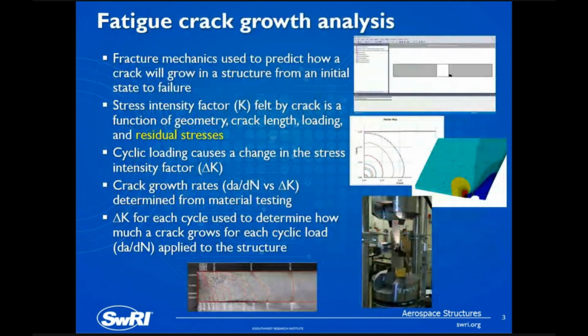So fatigue crack growth analysis, for those of you who are more in the stress life or strain life world, we're using linear elastic fracture mechanics to calculate K, stress intensity factor at the crack, which is a factor of those few things that I've listed here, and I highlighted residual stresses because that's the one complicating factor in these analyses. We're calculating K, we're calculating the cyclic loading that gives us a delta K. From that we get our da/dN, and we can determine what the crack growth is for every cycle that's experienced by the crack.